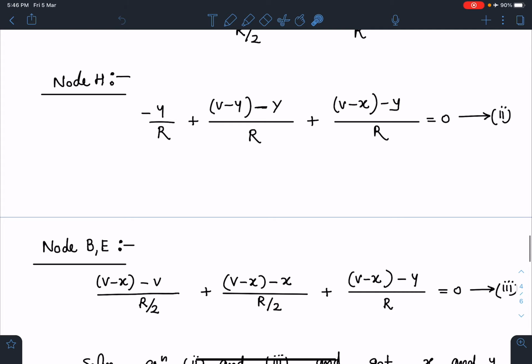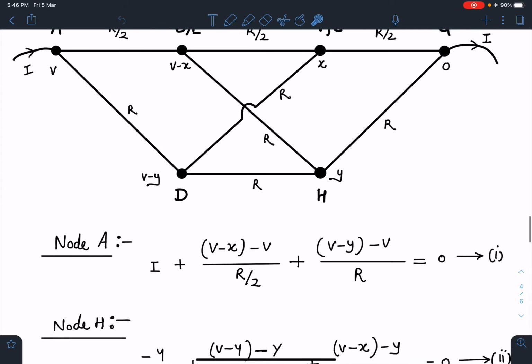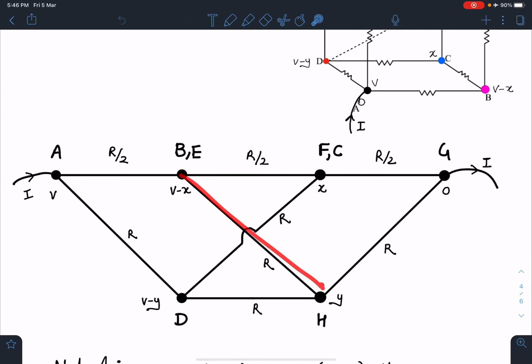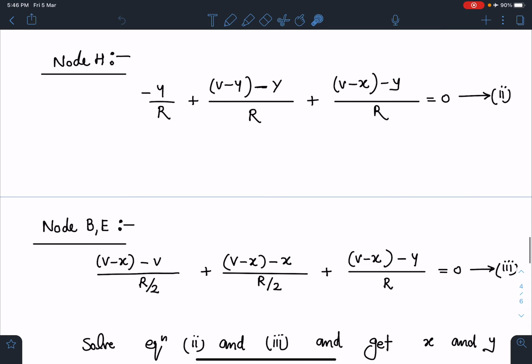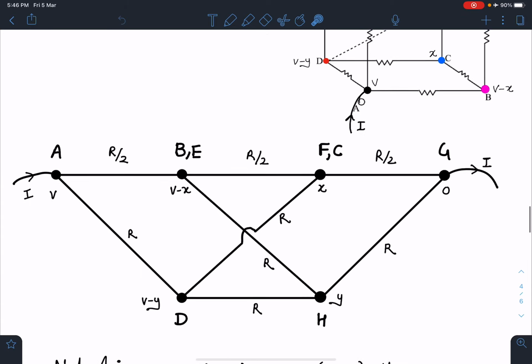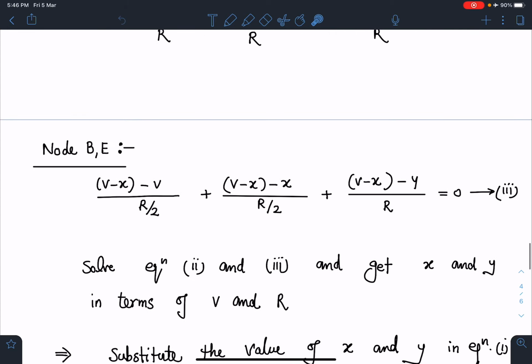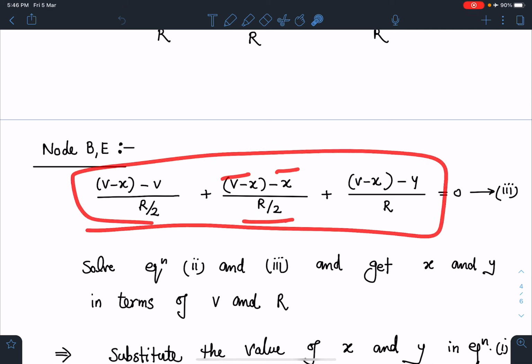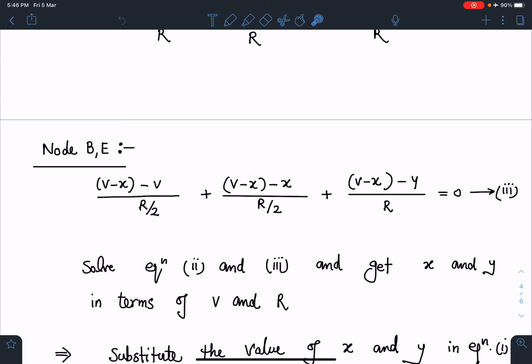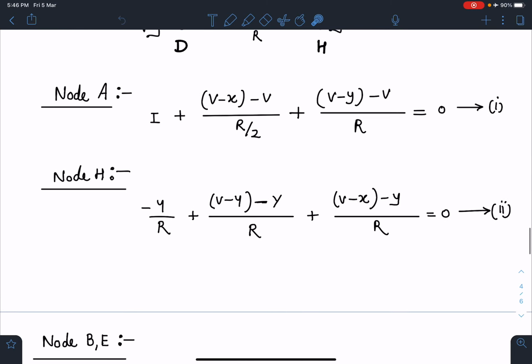I'll just check. So I'm writing leaving in this branch. And in this part the total current leaving will become (V minus X minus Y) by R. So here (V minus X minus Y) by R, that is also fine. So then I can write (V minus X) by R by 2. So guys, here I have written the total current leaving. So if you are writing total current coming, then the minus sign should come. So like this you can form all these equations.